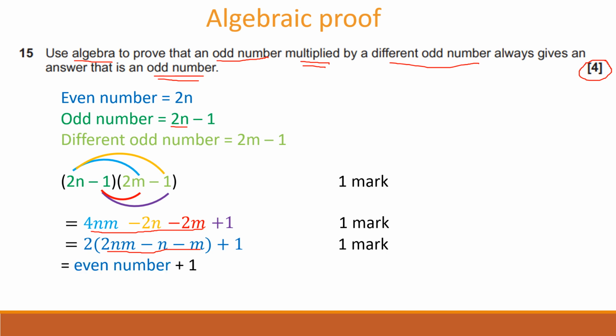So I have got an even number and then I'm adding 1 to it. Now we said earlier, to get an odd number you start with an even number and you subtract 1 from it, or you start with an even number and you add 1 to it and it will make it odd. So therefore my even number plus 1 will be an odd number, therefore we've proved it, which is worth 1 mark. That is where the 4 marks are coming from.